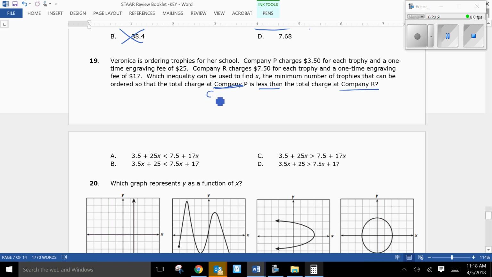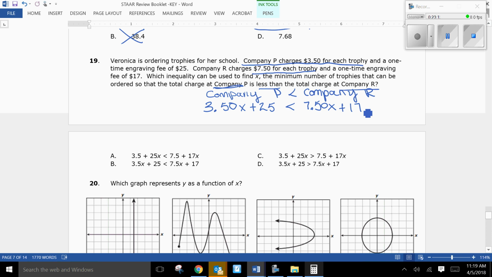So I want Company P to be less than Company R, and it helps me to write it out in words first and then get to my numbers. So what about Company P? Company P charges $3.50 for each trophy. So $3.50 for each would be $3.50x plus a one-time fee, so plus 25. I want it to be less than Company R, which does $7.50 for each trophy, so $7.50x, and a one-time engraving fee of 17, so plus 17.